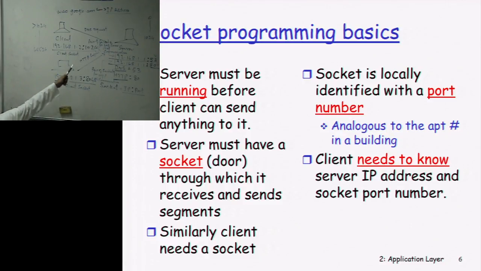A socket is locally identified with a port number. The operating system of the client computer will assign a port number. This is a fixed IP, which you have assigned, either statically or automatically by the DHCP server. But for this computer, this is the fixed IP address right now. But it has to be assigned a port number.